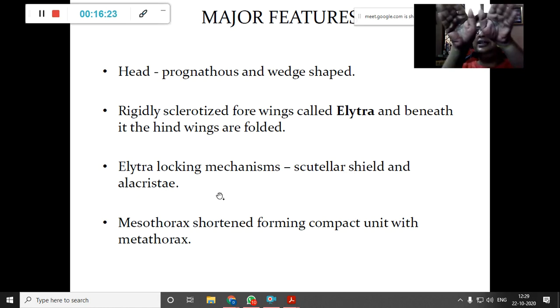So the elytra basically can lock the whole insect. So this is another character. These are other characteristics, but the most important characteristic which you must definitely write is rigidly sclerotized forewings called elytra. The mesothorax is shortened, forming a compact unit with the metathorax. As you know, the insect thorax is divided into prothorax, mesothorax and metathorax, and so the mesothorax is shortened, and mesothorax and metathorax are almost like one unit.